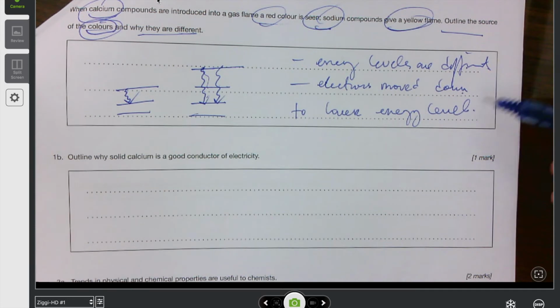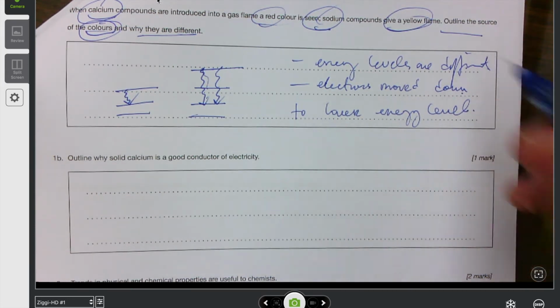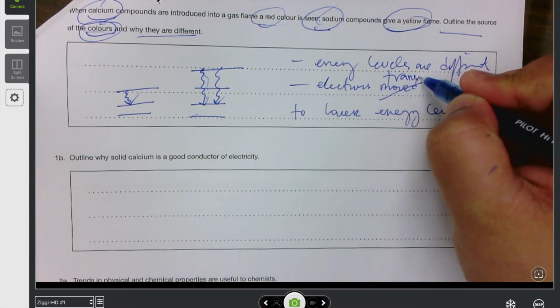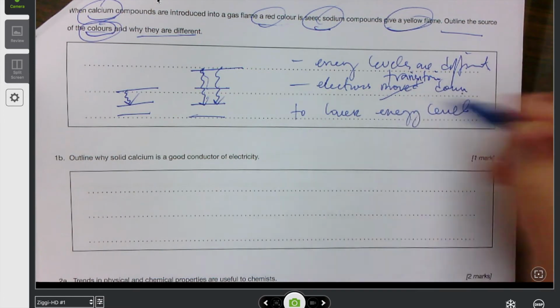What am I doing? Jump. What's the word? Electrons. Electron transition, maybe. Electron transition down to lower energy level.